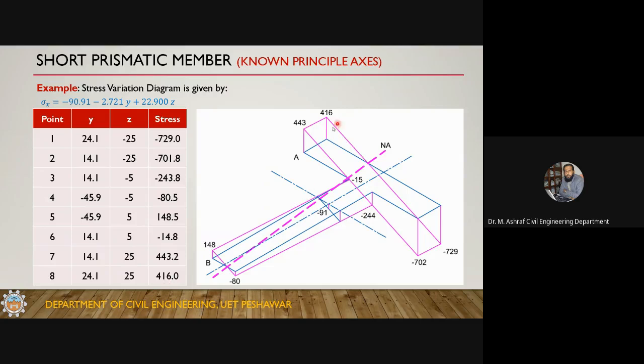And this is 416. So the maximum compressive stresses are at this point, and the maximum tensile stresses are at this point, 443.